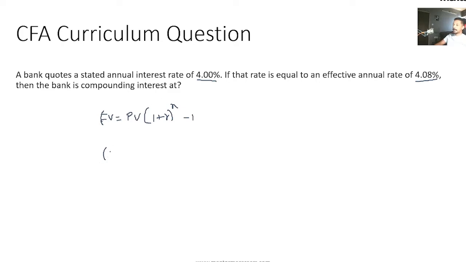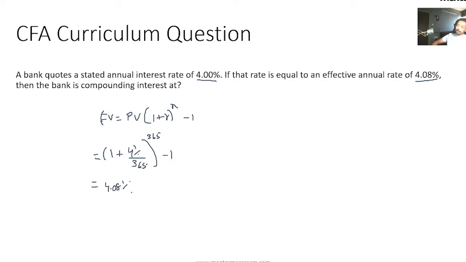Now, what we're going to do is try out with a specific rate of 4%, right? And let's say we just do 4% divided by 365, right? So the 365, let's say it's a daily compounding period, right? And raised to 365, minus 1. And you will get the answer as 4.08. So clean and simple, right?